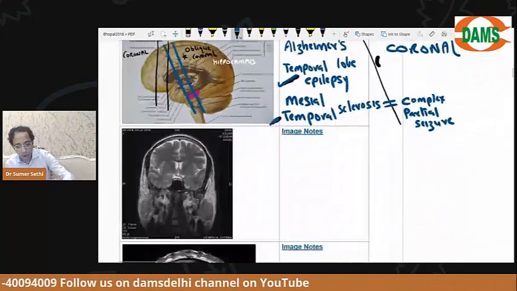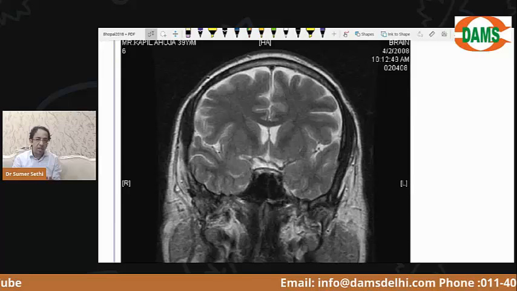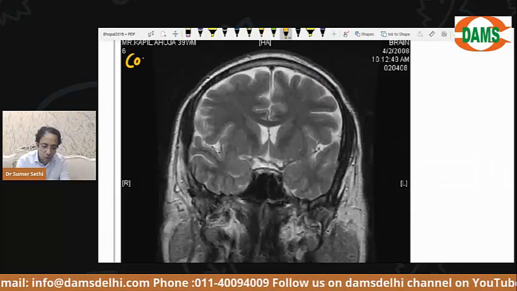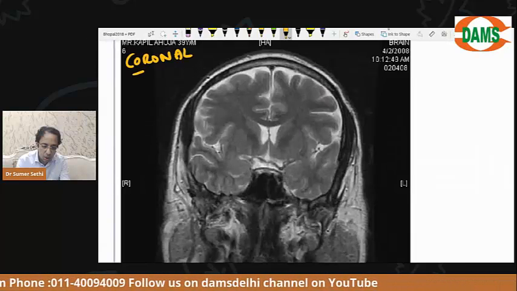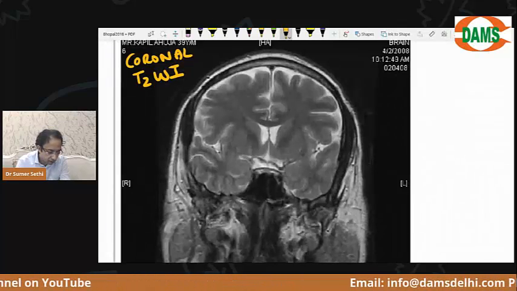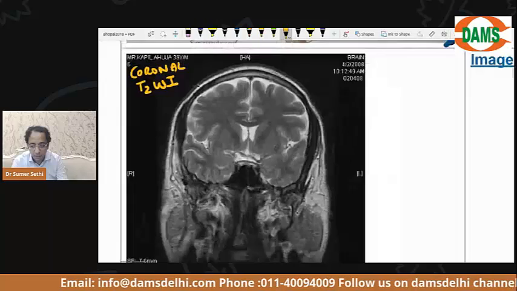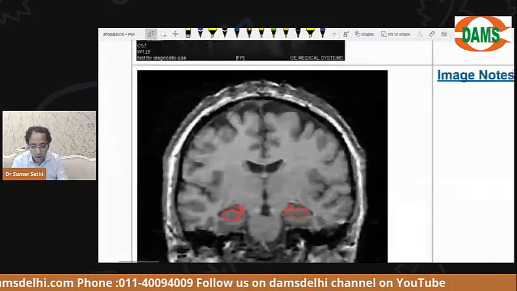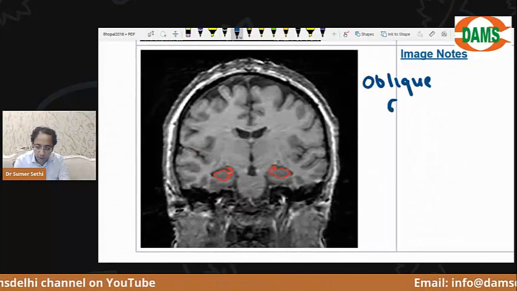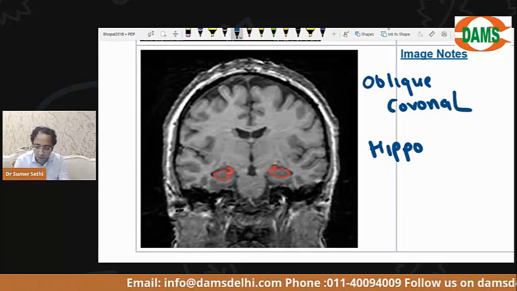Okay. Now, just to give you an idea how it looks like. You cannot identify it on one plane. Just to make sure that you are understanding, I am showing it to you. This is a routine coronal T2 weighted image of the brain, while this is an oblique coronal image, and the red marked structure here is actually the hippocampus.